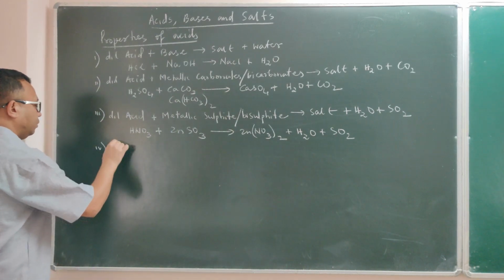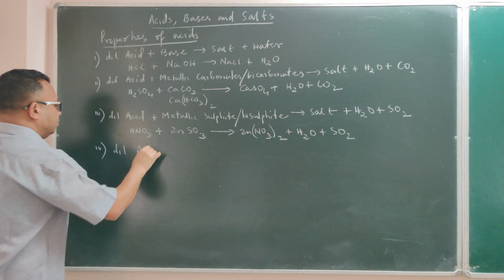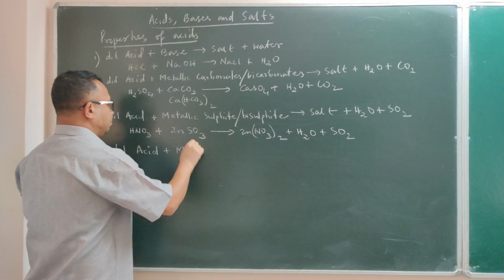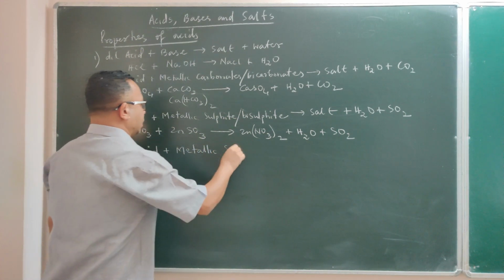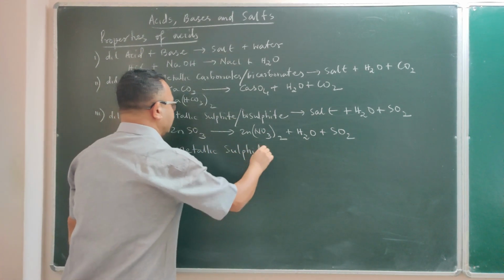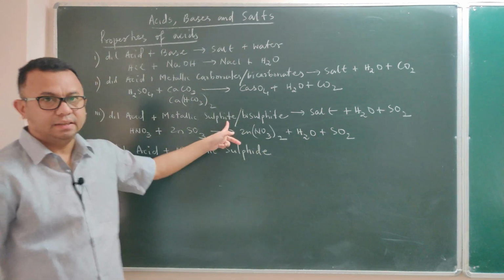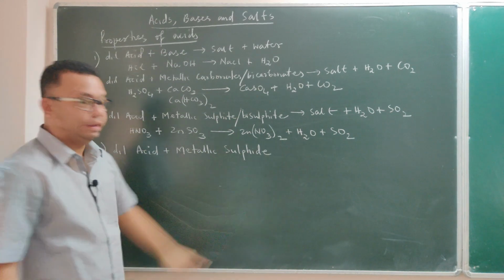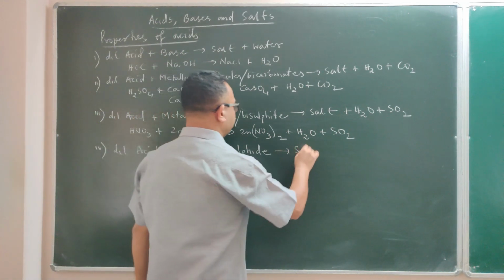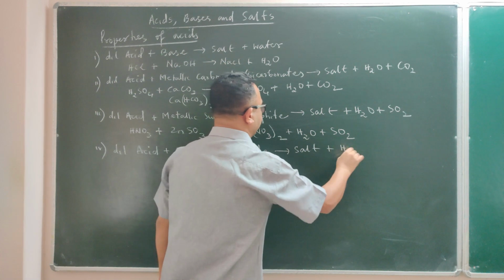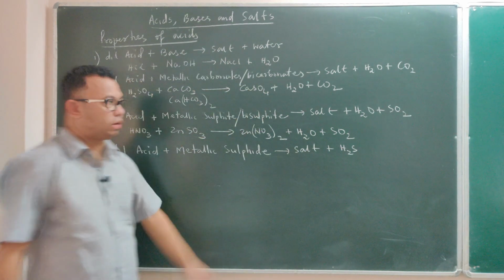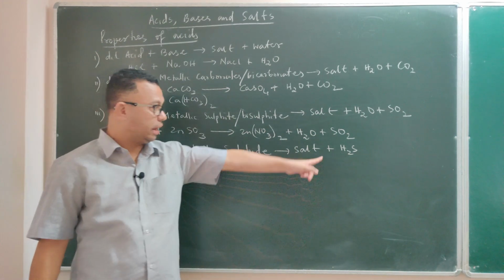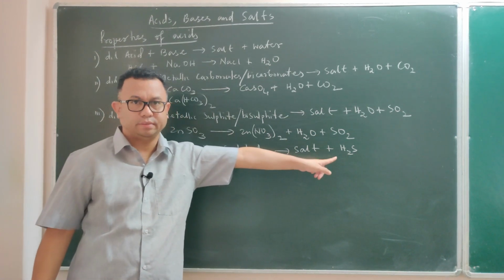The fourth one, dilute acid reacts with a metallic sulfide. Yeah, that was sulfite, ITE, SO3. This is sulfide, S. So metallic sulfide to give you a salt and H2S gas. There is no water here. Almost in all reactions I wrote water, but this is a reaction where water is not produced. In fact, a gas is produced, H2S, hydrogen sulfide gas.